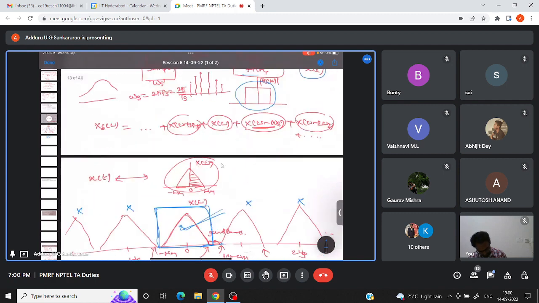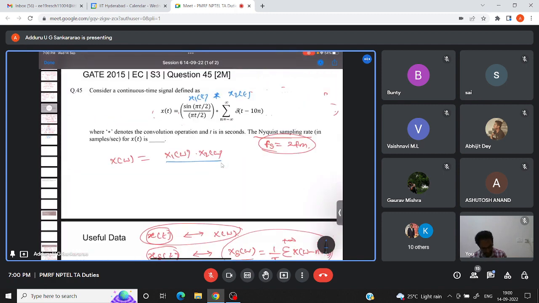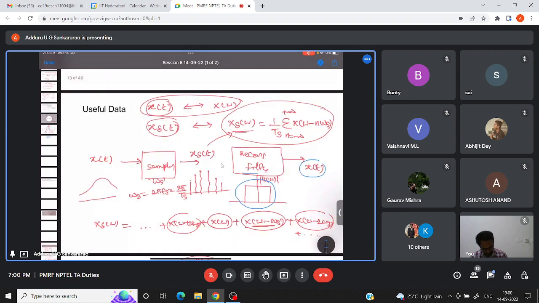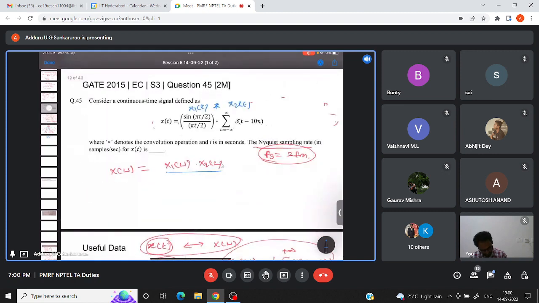Now for this, sine pi by 2, so what is x1 of t on this one?